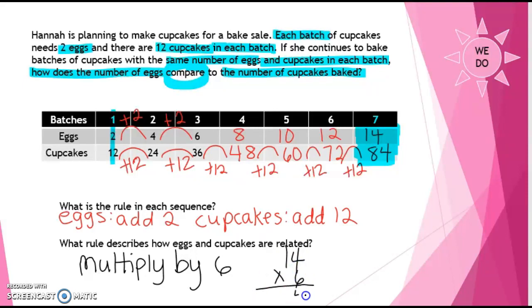4 times 6 is 24. Regroup our 2. 6 times 1 is 6 plus 2 more is 8. Okay, 84. That checks out. If you're not as comfortable with working with the bigger numbers, you can always go back and look at your first numbers in the sets. And you can also see here 2 times what is going to get you to your 12 cupcakes. And you can see that you would multiply by 6.